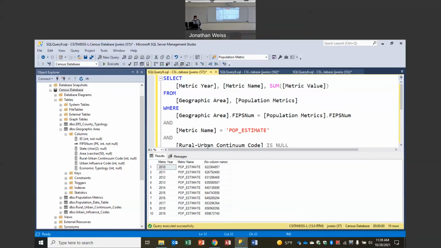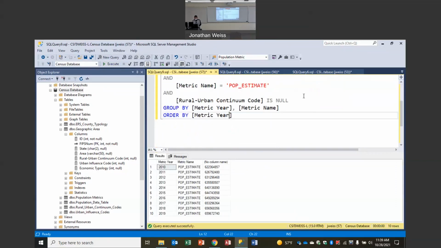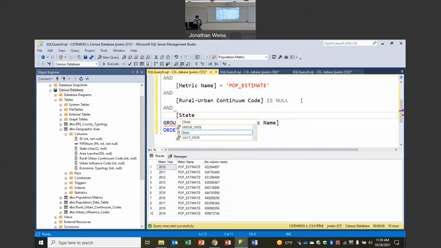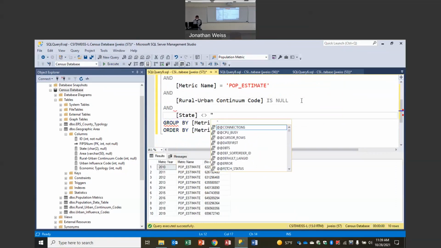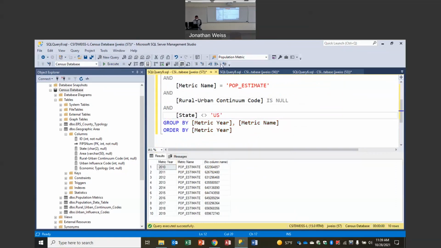And we run this and we get, oops, I forgot we're stating area not equal to US. We're stating state not equal to US. There we go. And here we get the count again.